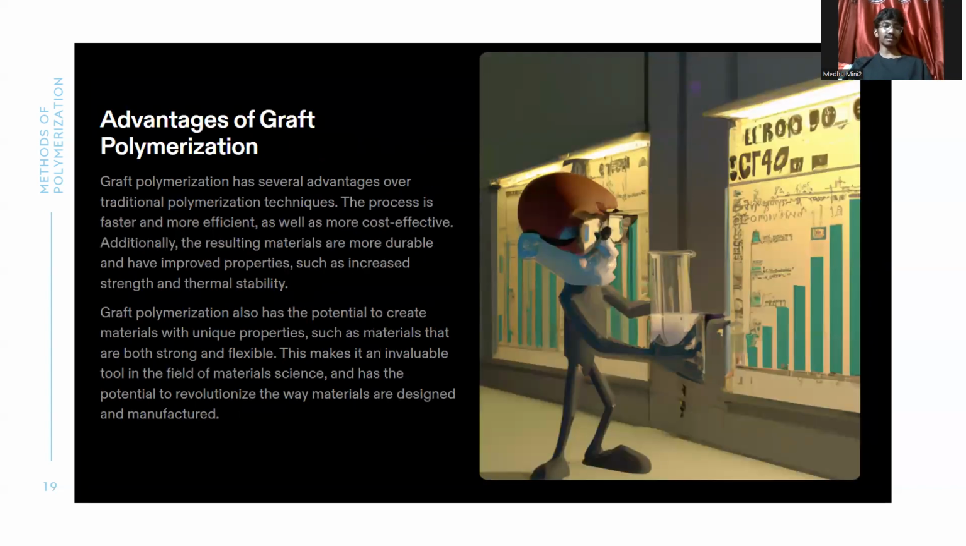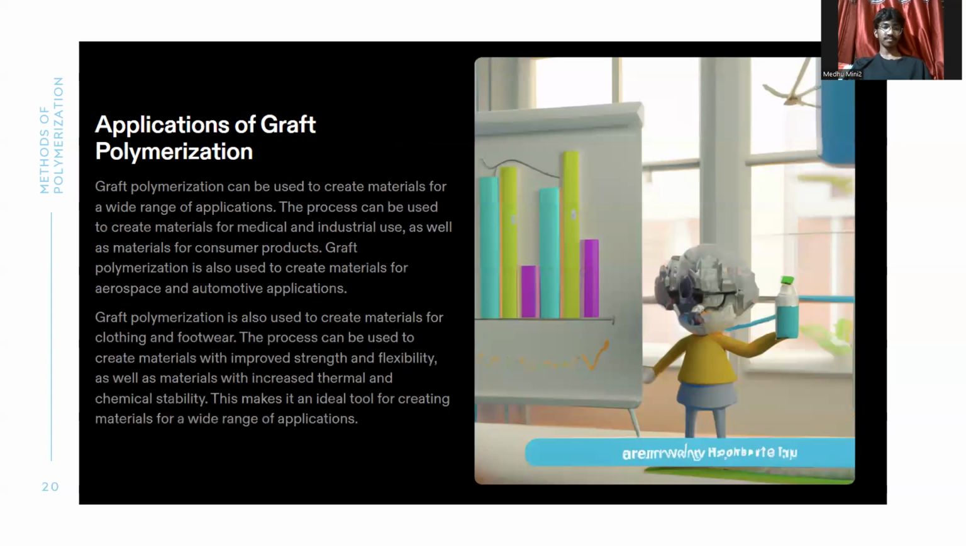Advantages of graft polymerization. Graft polymerization has several advantages over traditional polymerization techniques. This process is faster and more efficient, as well as more cost effective. Additionally, the resulting materials are more durable and have improved properties such as increased strength and thermal stability. Graft polymerization also has the potential to create materials with unique properties, such as materials that are both strong and flexible. This makes it an invaluable tool in the field of materials science and has the potential to revolutionize the way materials are designed and manufactured.